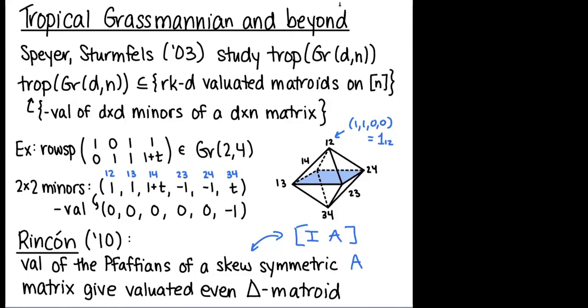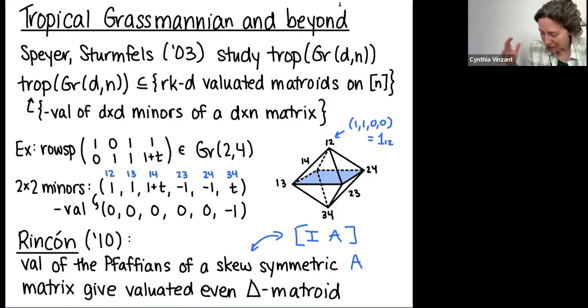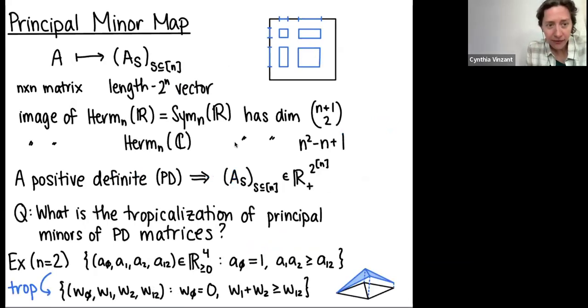But to me, I want to tell the story in terms of minors of matrices, though there are lots of other phrasings. So I want to tell the story in terms of principal minors of matrices. Let me talk briefly, for the moment forgetting about tropicalization, about principal minors of matrices.